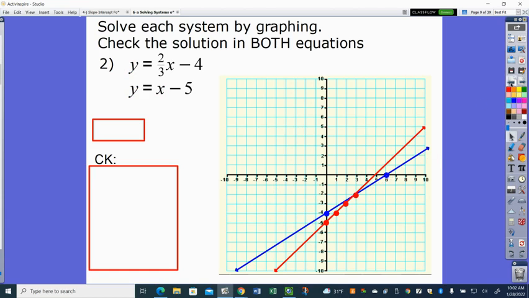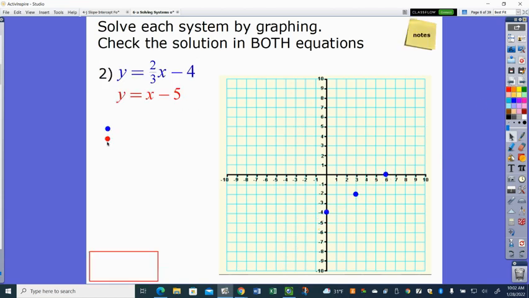Let me go back and remind you on the other line, we're going to take that -5 this time. And when we don't see a number in front of that variable, there's no coefficient, it's the invisible 1. So we're going to rise 1 and run 1, and then rise 1 and run 1 again. What I advise you to do is sometimes it helps if you keep going until you hit where that other line is.